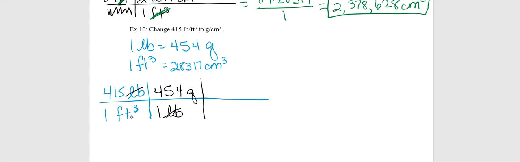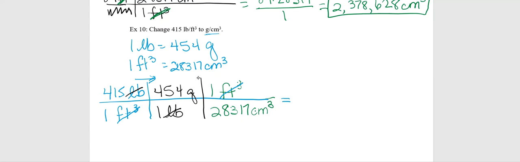Now I'm going to deal with the cubic feet. Since the cubic foot is in the bottom, I have to put the other cubic foot on the top, which puts the cubic centimeters in the bottom. My cubic feet cancel. So the units that are left, I have a gram on the top and a cubic centimeter on the bottom, which is how it reads in the problem. So I know I'm good to go.